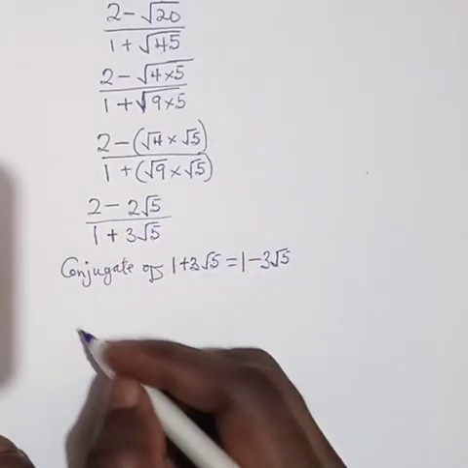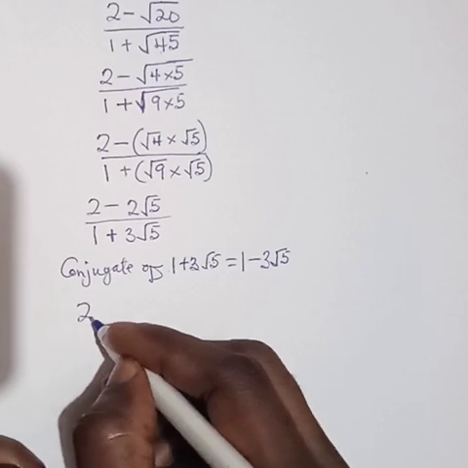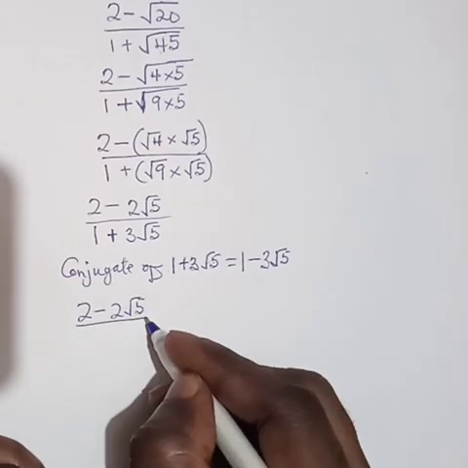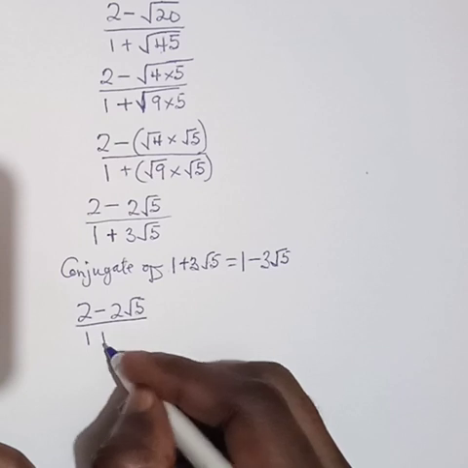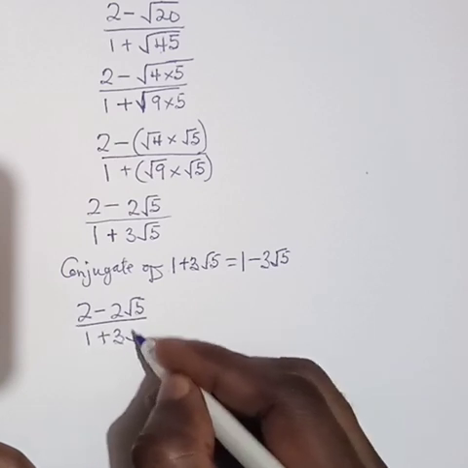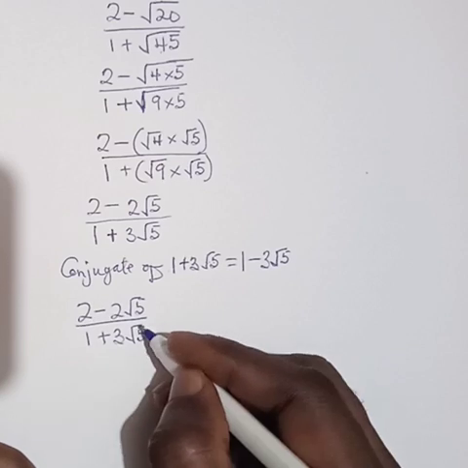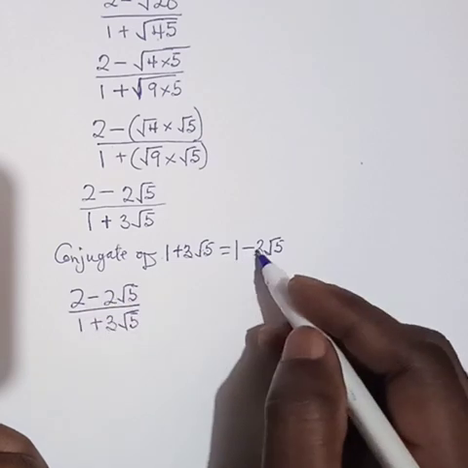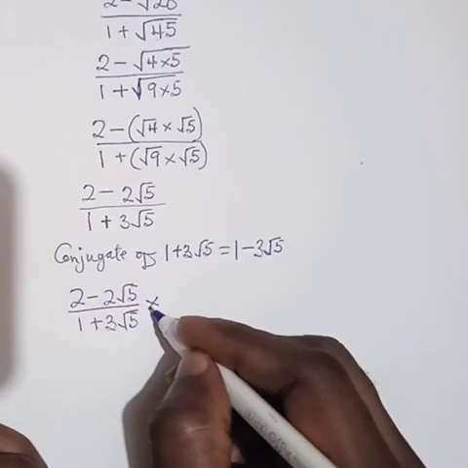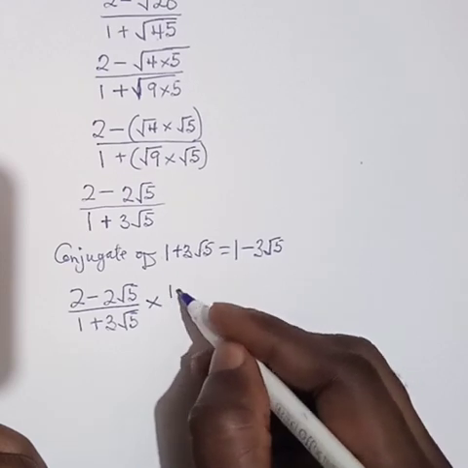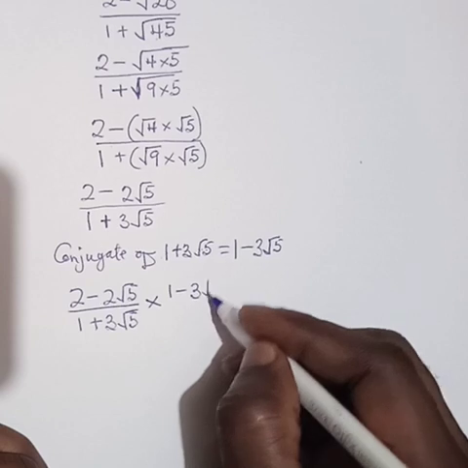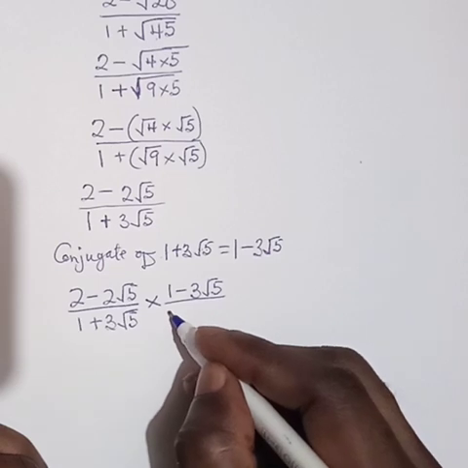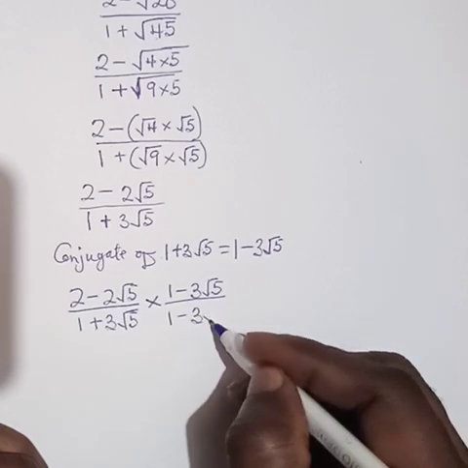So I will write the whole of this again. I'll write 2 minus 2 root 5 all divided by 1 plus 3 root 5. Great. So I should multiply with the conjugate. I will bring my multiplication sign and write the conjugate, which is 1 minus 3 root 5, all divided by the same thing, 1 minus 3 root 5.